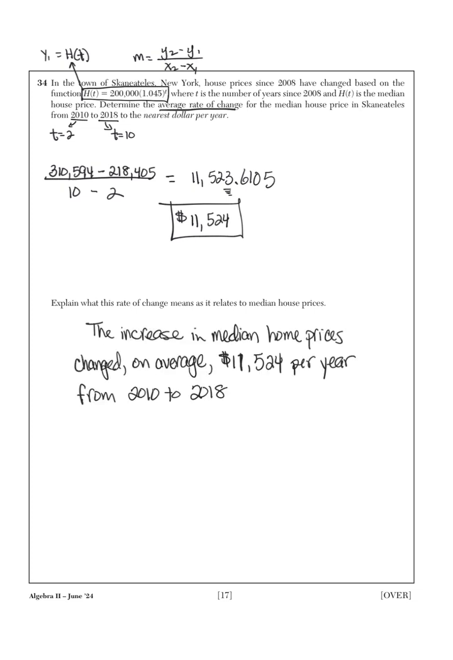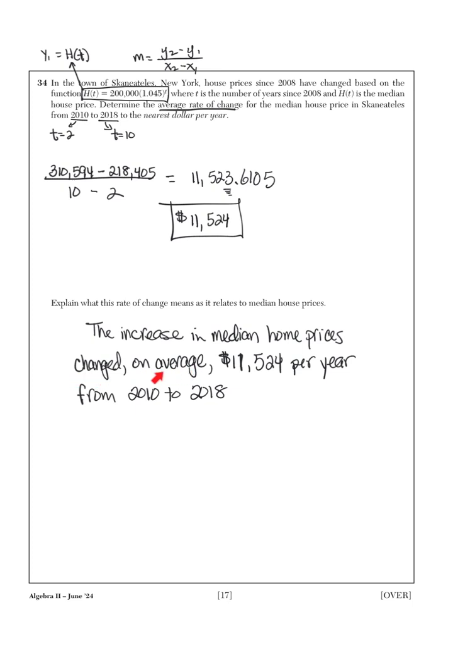Okay? All right, so now they're asking you to explain what this really means as it relates to the median house prices. We are having an increase, and you can see that this is how much a house is worth in 2010 versus in 2018. So you can see that there's an increase, and you can look at that in your table of values. As your x values get larger, so do your y values. So there's an increase in the median home prices.